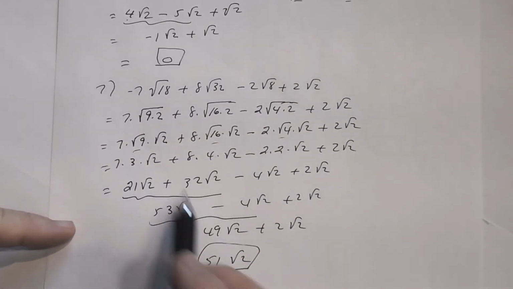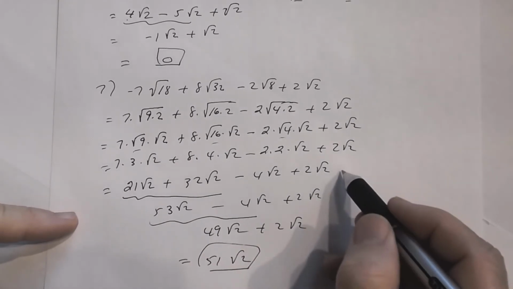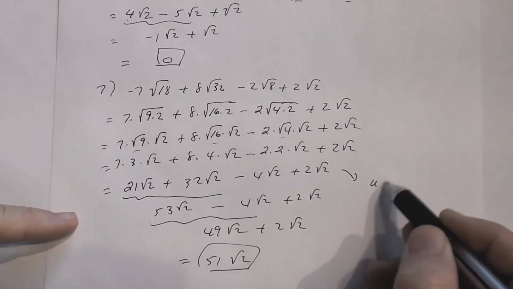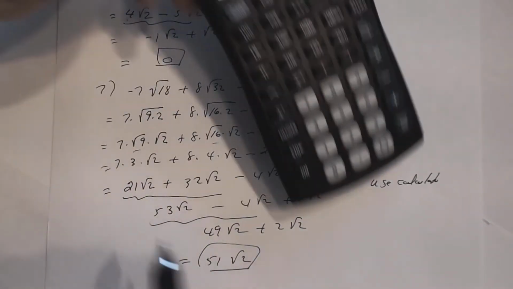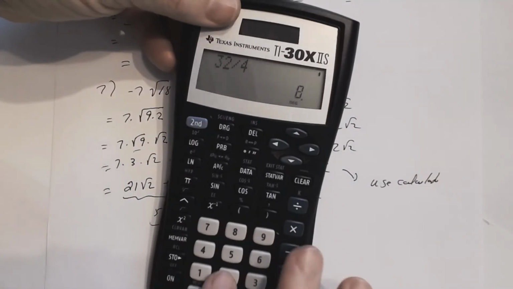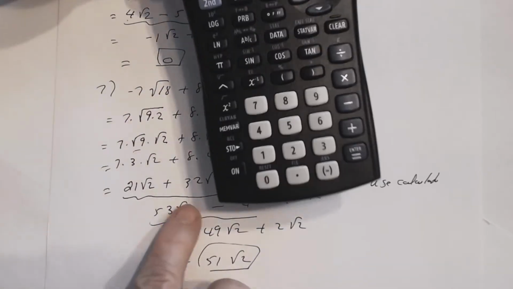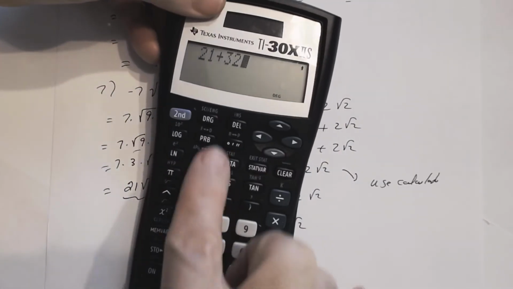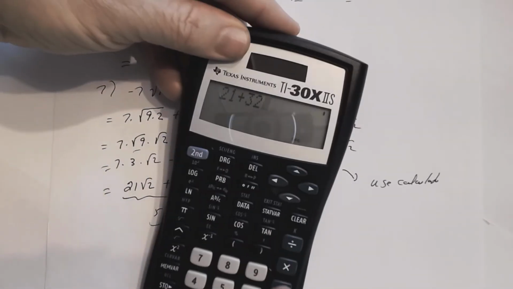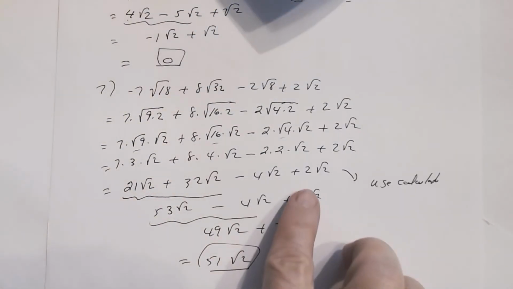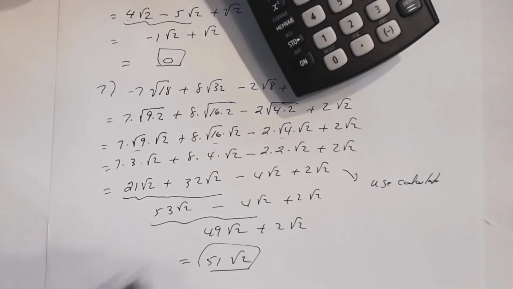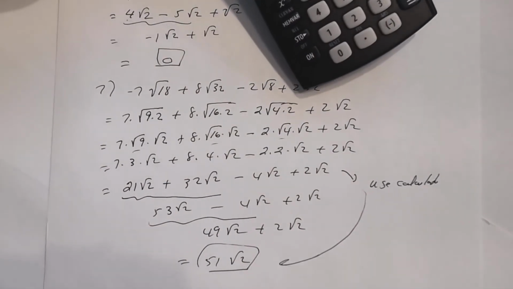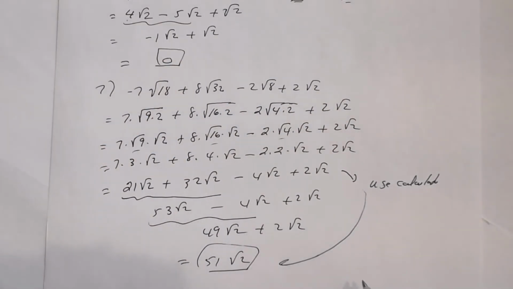But you didn't have to go through all these steps. Once you get to that point, you can use your calculator. You just look at the coefficients. So I have a 21, so you're going to say 21 plus 32, and then minus 4, and then plus 2, and you get 51. So then you just go from here to the answer. Okay? All right, so that's number 7.